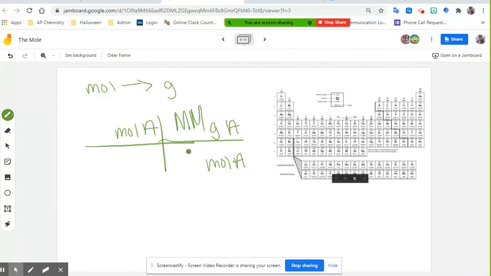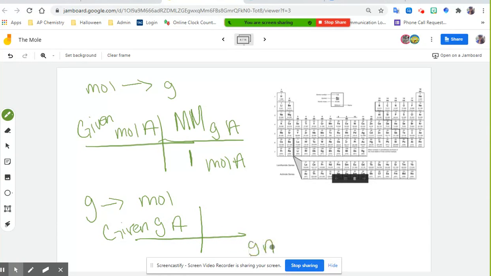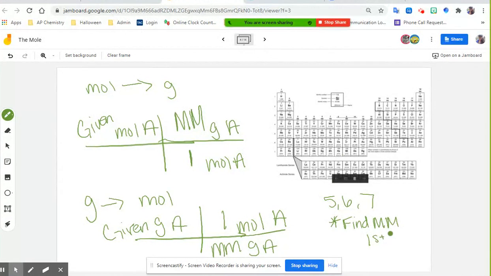This is always a molar mass and a 1. This is whatever is given to you. If we're going the opposite direction, we're going to start with given grams of A, right? Words came down to the right. Opposite needs to go on top. So 1 mole, and then we have our molar mass. So in a nutshell, that's what you're doing. The only thing that happens on numbers 5, 6, and 7 is I give you a compound. But this process right here does not change. My only hint for that is find your molar mass first. Find molar mass first. Okay?